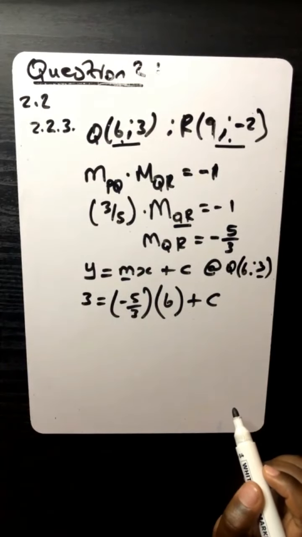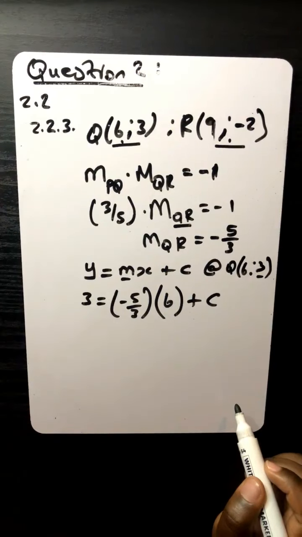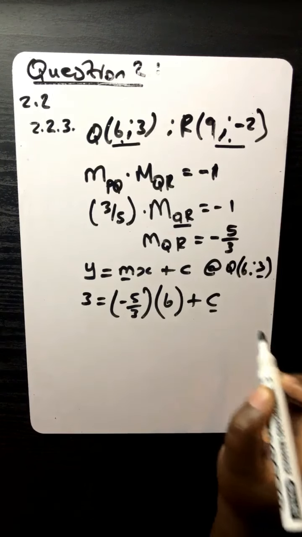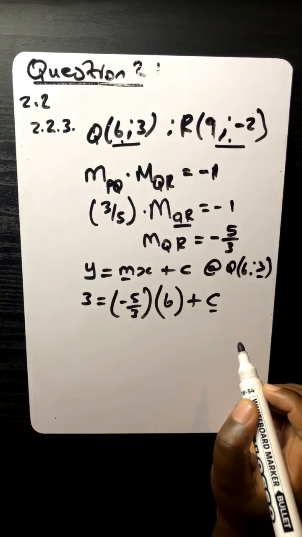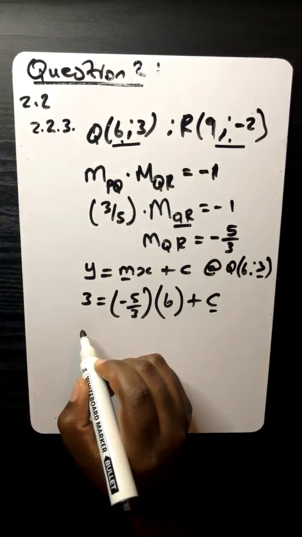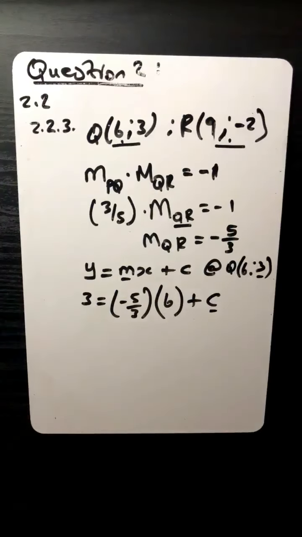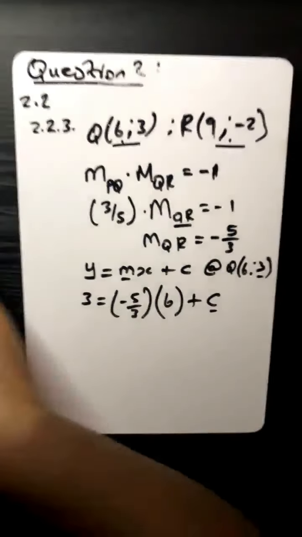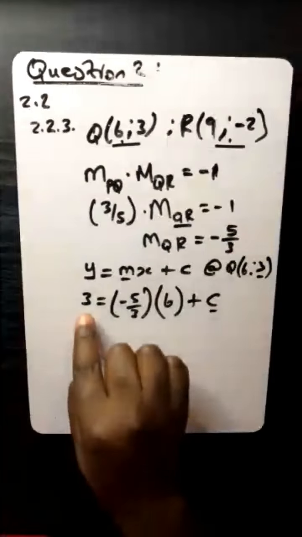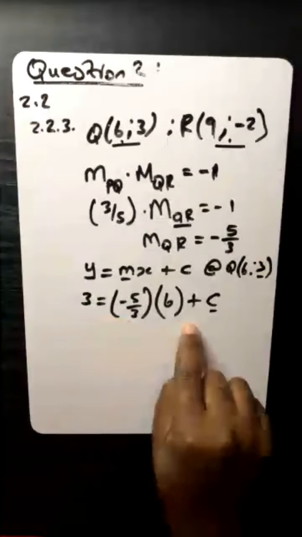But wait, I just want to confirm something. I think we are on the right track because we want to know what the c value is. Then from there, we are going to substitute into the equation in order to find the value of c. I think that's what Mulauzi has suggested. So let me proceed. Yes, sir. Okay, so that means we have 3 minus the whole of that.